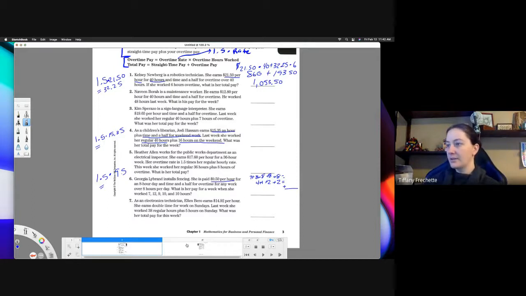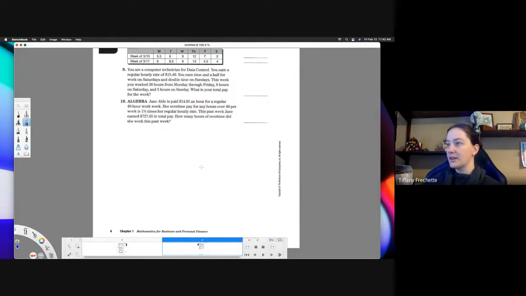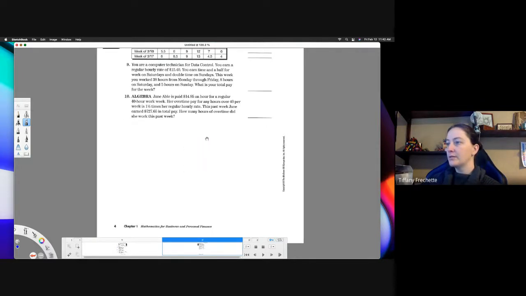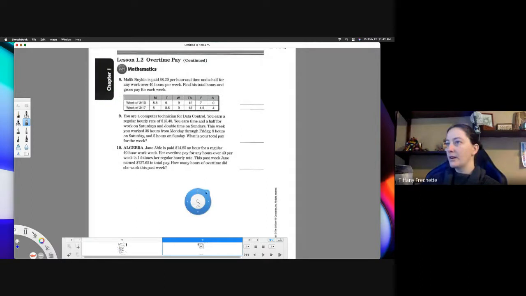All right, so I'm going to look at this next page here. I'm going to move up. All right, so very similar idea to what they just gave us here on number 8, except they're giving it to us in a table now. So it says Malik Boykin is paid $8.20 per hour and time and a half for any work over 40 hours per week. Find his total hours and gross pay for each week.